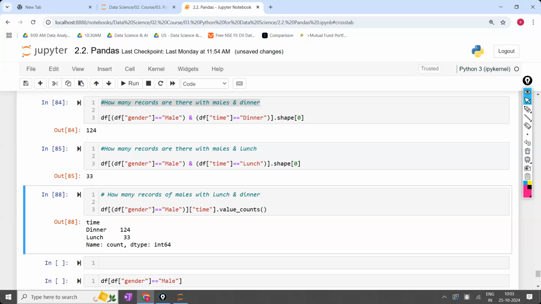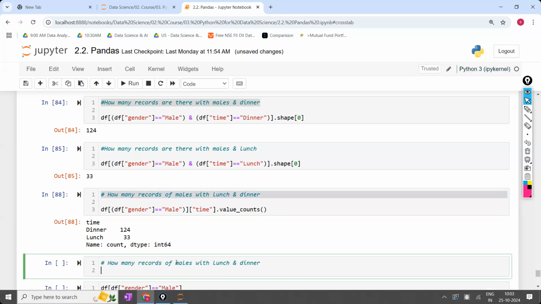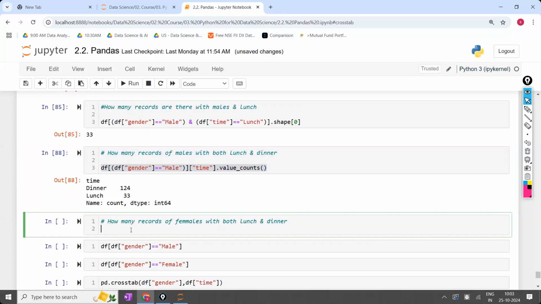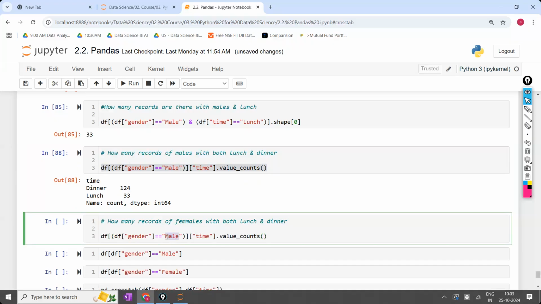Now, similarly, males only you have taken, but I want females also. Same way, females also. How many records are there of females with both lunch and dinner? Now, in this case, what is the point? Same thing you are going to take. Now, what do we have to write here? Instead of male, we have to take female.